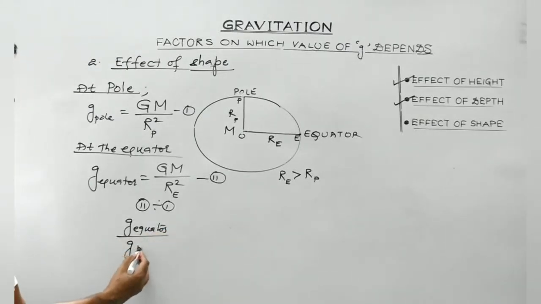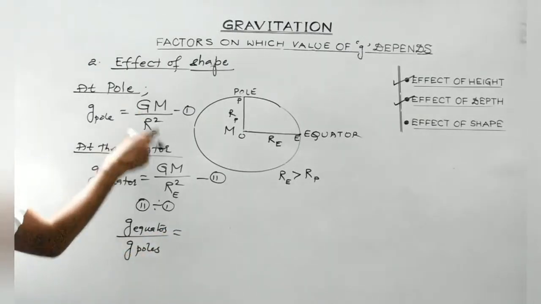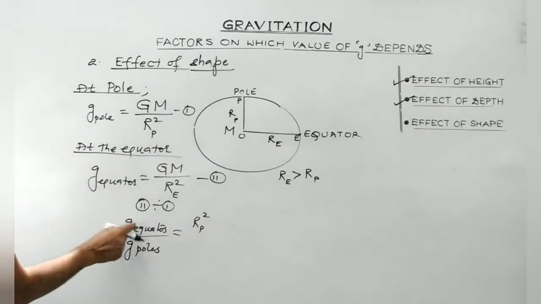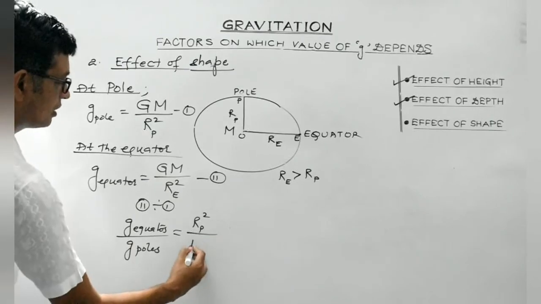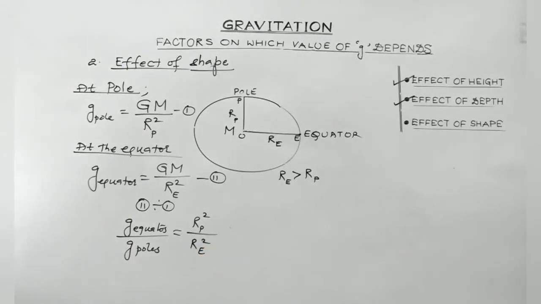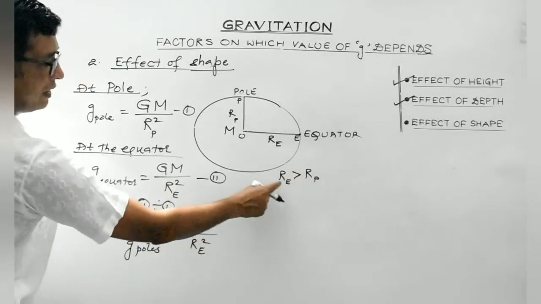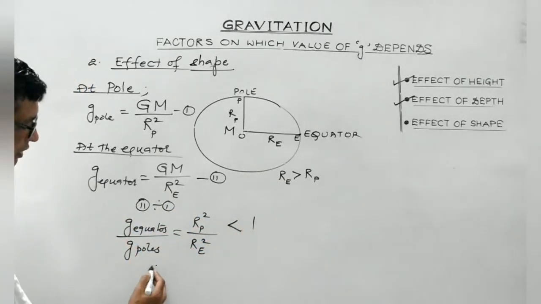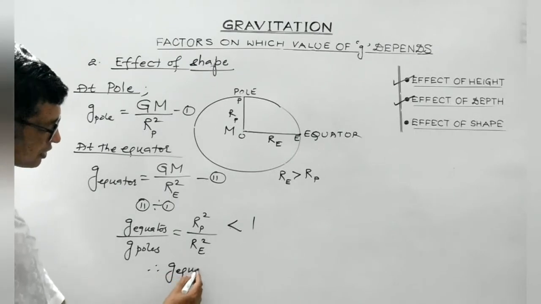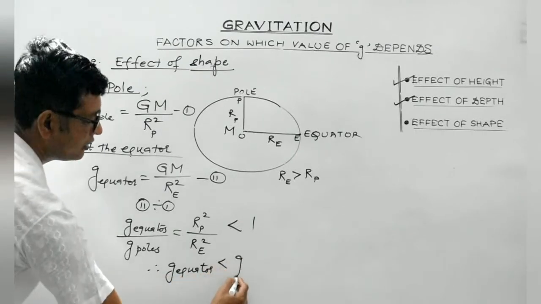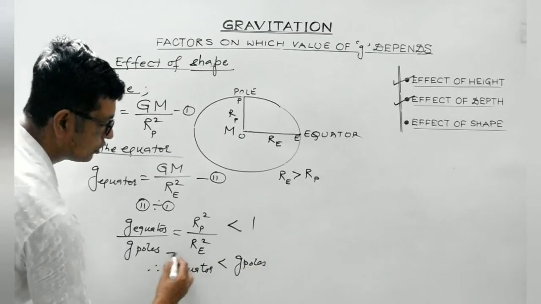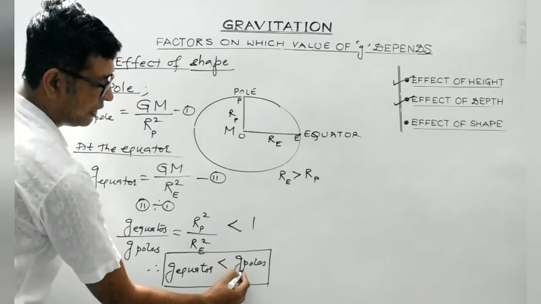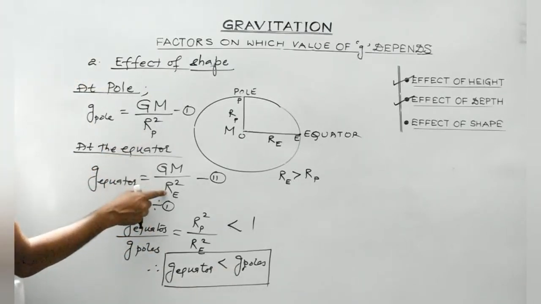divided by g poles. What we get is RP square, isn't it? g equator over g poles equals RP square divided by RE square. Now look, RP is less than RE, so it will be less than 1. Therefore, g equator is less than g poles. So this is again a very, very important result. It can be verified directly from this result as well.